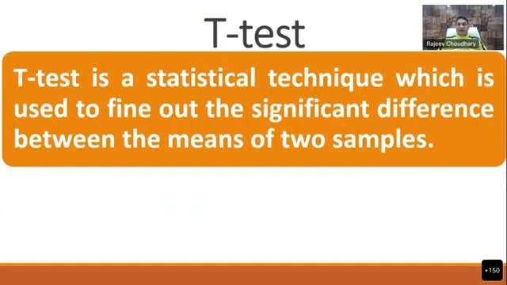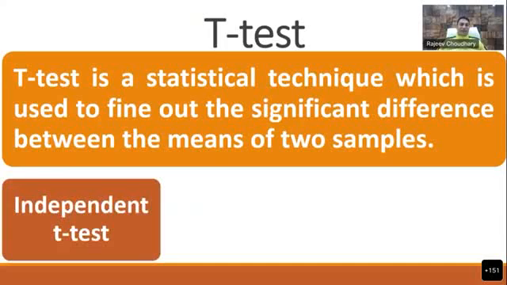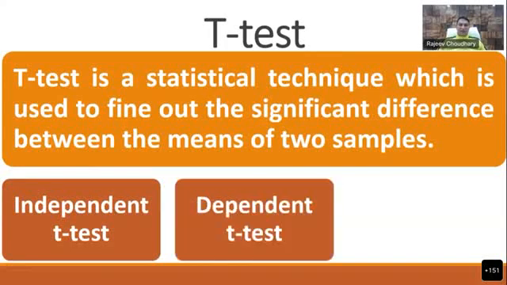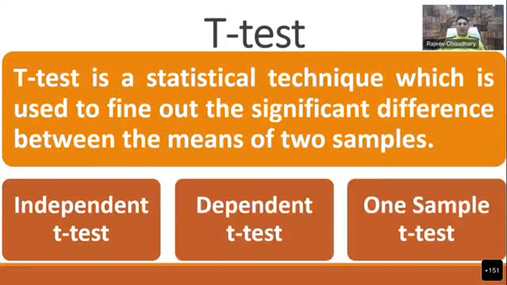T-test is a statistical technique which is used to find out the significant difference between the means of two samples. It is used to compare two groups. And we have discussed that there are three different types of T-test: independent T-test, dependent T-test, and one sample T-test.